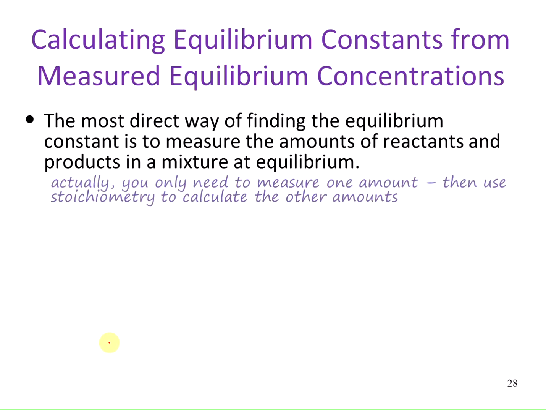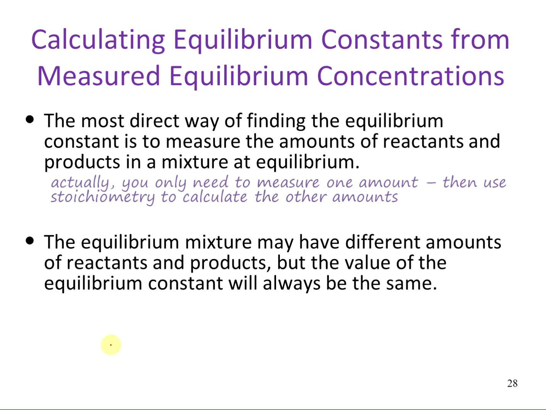Now let's talk about calculating the equilibrium constants from measured equilibrium concentrations. The most direct way of finding the equilibrium constant is to measure the amounts of reactants and products in a mixture at equilibrium. And actually you only need to measure one amount. Then you can use stoichiometry to calculate the other amounts.